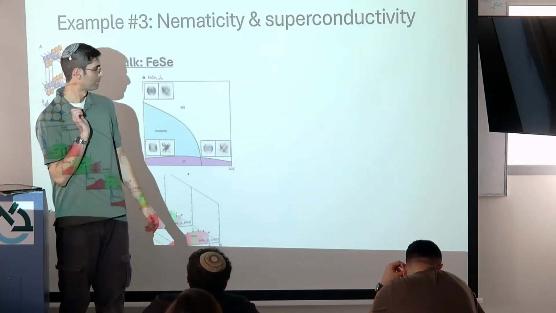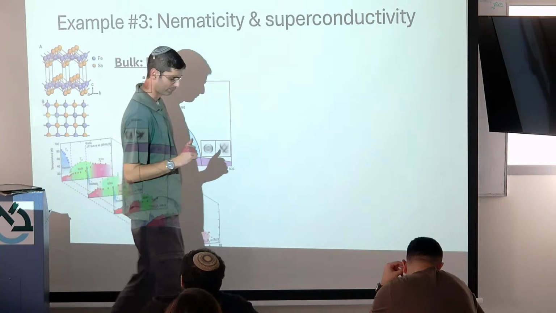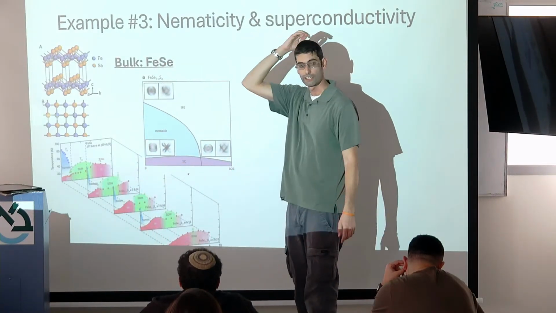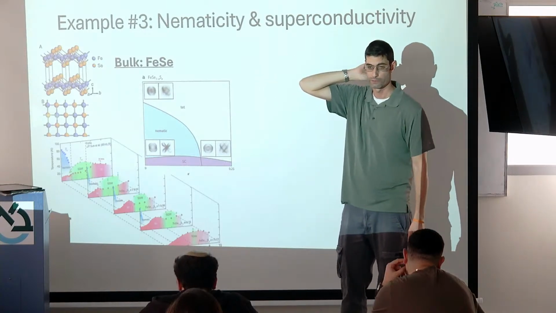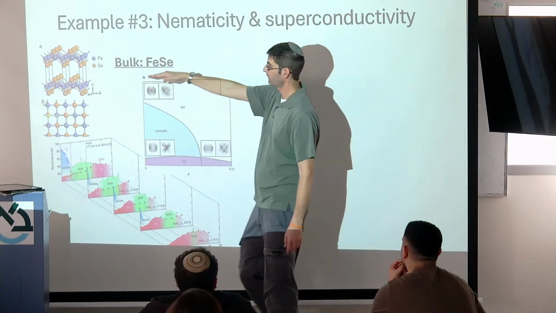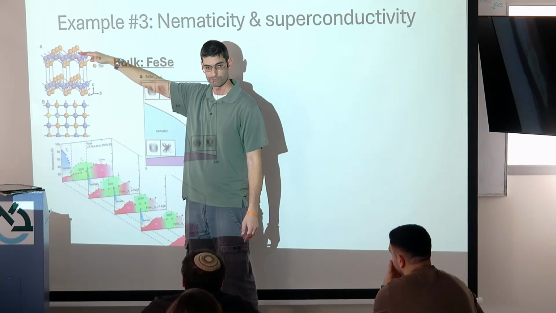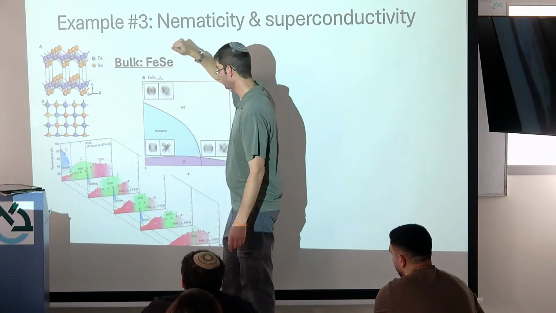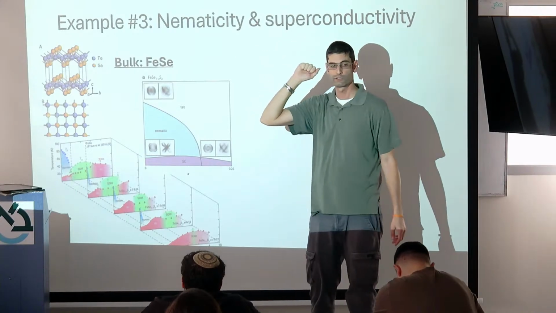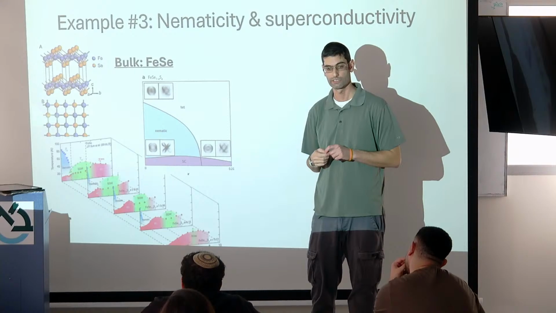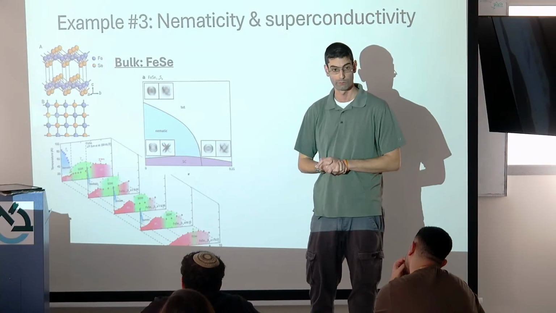Okay, last example. Again, a three-dimensional system which is quasi-2D. This is called iron selenide. It's one of the most famous iron-based superconductors. It's created from these quasi-2D layers of iron and selenium. And one of the things that's known about it is that it spontaneously undergoes a nematic phase transition. So somehow the electrons in the system spontaneously form quadrupole moments.